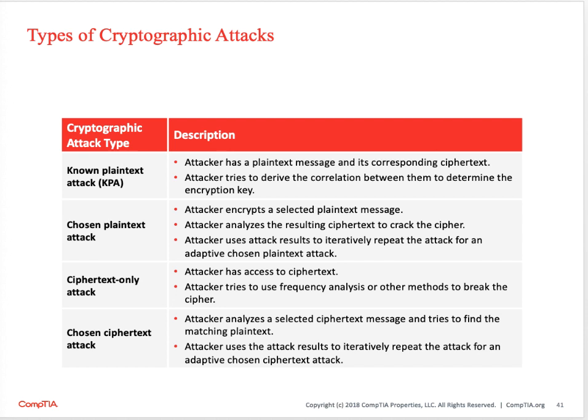Then we have chosen ciphertext attacks. In a chosen ciphertext attack, the attacker analyzes a selected ciphertext message and tries to find the matching plaintext. When the attack is repeated, we alter the selected ciphertext based on our earlier attack and try to find a correlation again for each one, right? Until we figure out the whole cipher. So that is a chosen ciphertext attack.